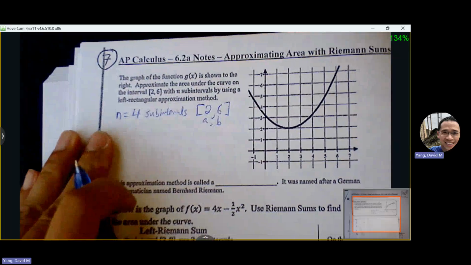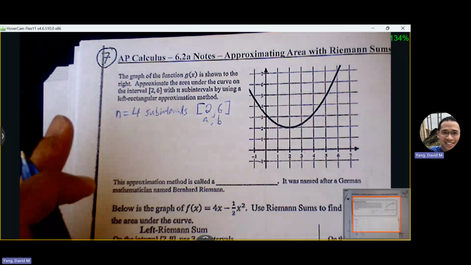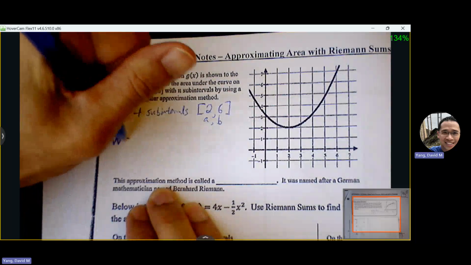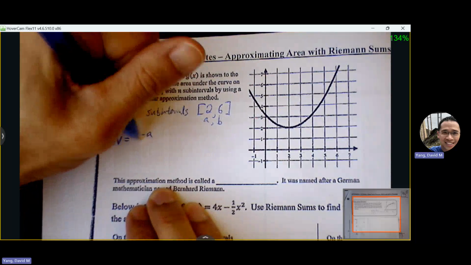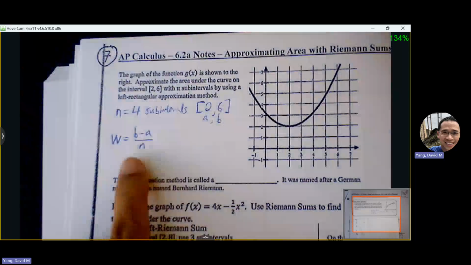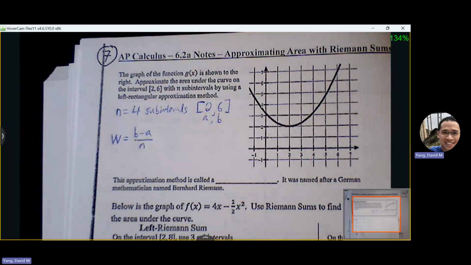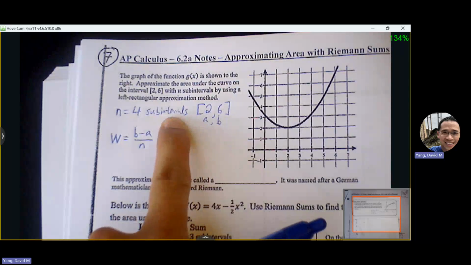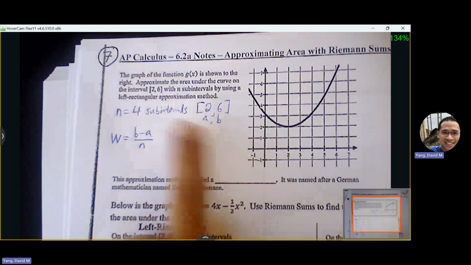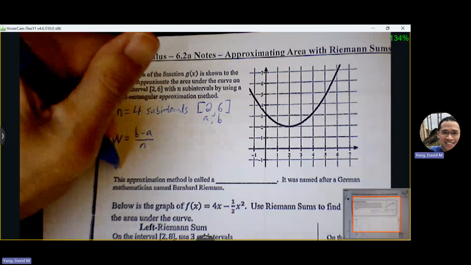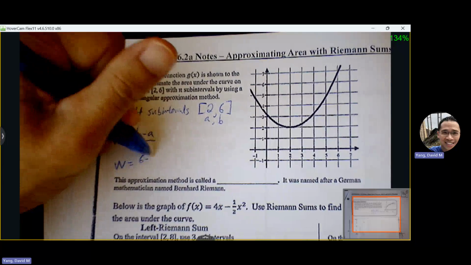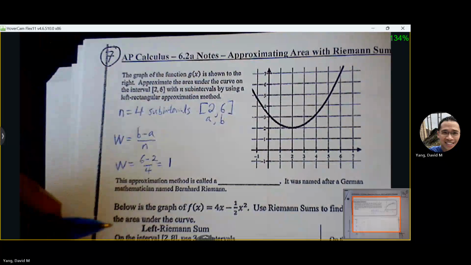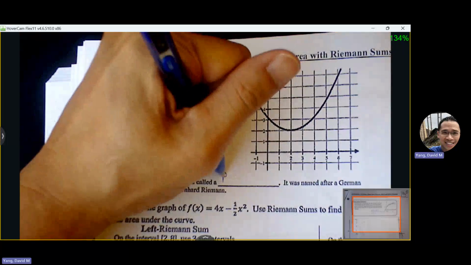So the formula, especially if we want to build subintervals that are equal width, our width formula to ensure we get equal width is going to be b minus a divided by n. So we figure out the endpoints and we subdivide it equally amongst however many subintervals we want to have. In this case, our width is just going to be 1 because 6 minus 2 over 4 is just 4 over 4, which is 1. So this approximation method is called Riemann sums.